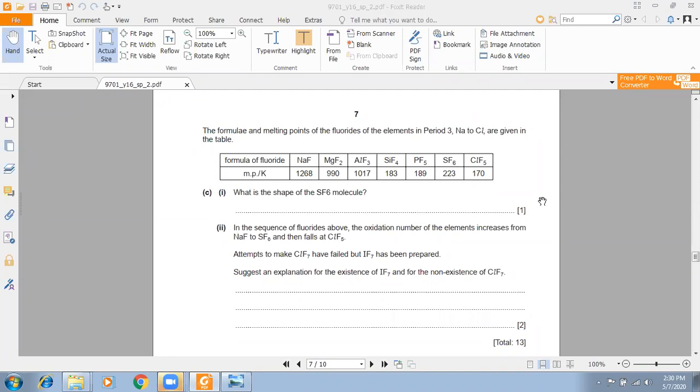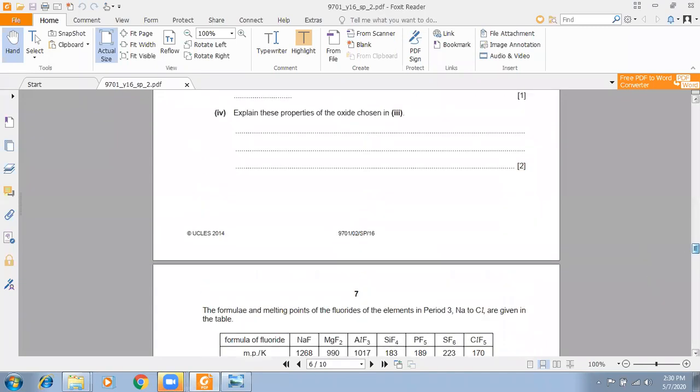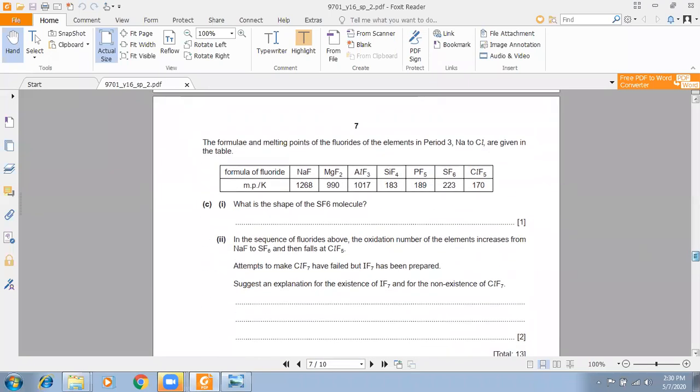Now let's see the next question. The formulae and the melting points of the fluorides of the elements in period 3, sodium to chlorine, are given in the table. So sodium fluoride, magnesium fluoride, aluminum fluoride, silicon tetrafluoride, phosphorus pentafluoride, sulfur hexafluoride, and chlorine pentafluoride. You can see this one. What is the shape of the SF6 molecule? You know that it has an octahedral structure. So I can proceed to the next one.